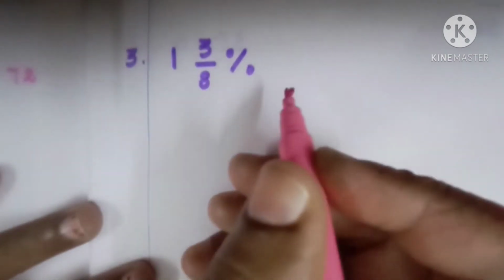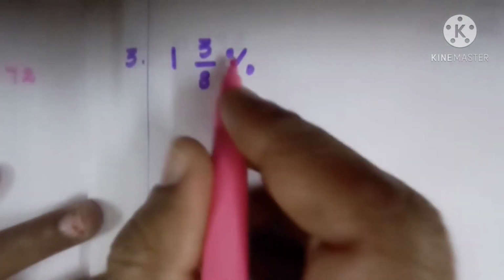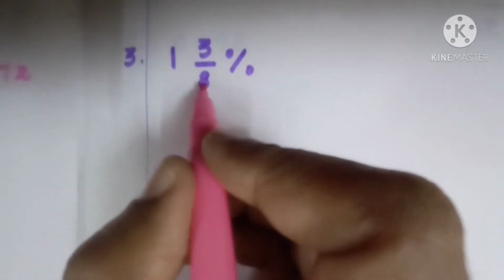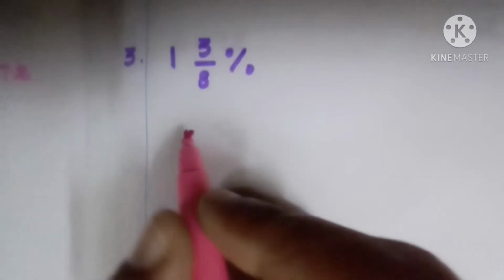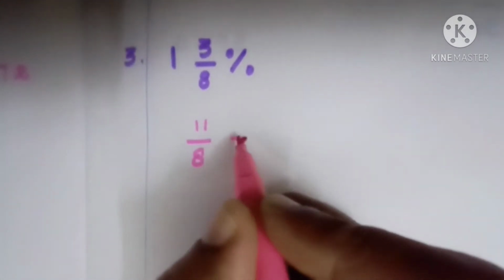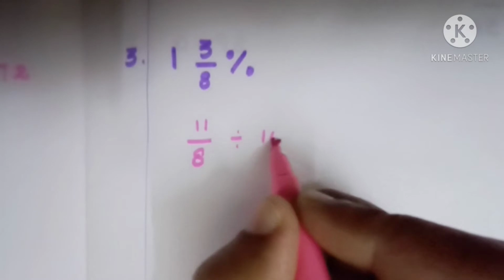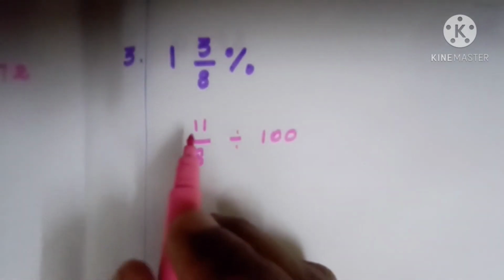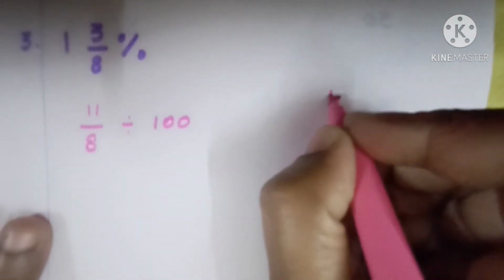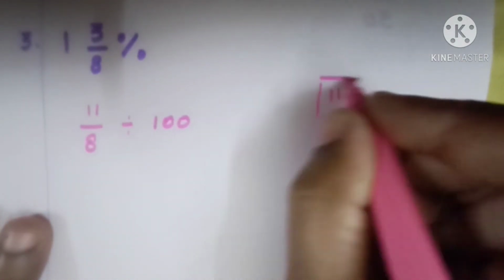3 by 8 percentage. First convert the mixed fraction into an improper fraction. We get 8 8s are 8, 8 plus 3, we get 11 by 8 divided by 100. Convert 11 by 8 to a decimal. 11 divided by 8.